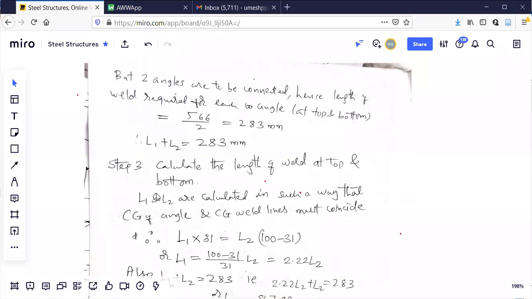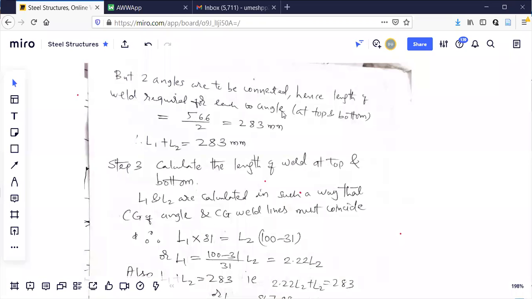If the ultimate force to be resisted is in the range of 100 to 150, one angle is sufficient. But here two angles are there. For practice purposes, I will give a single angle problem. That is much easier than this. But here two angles are to be connected. Hence, the length of weld required for each angle.